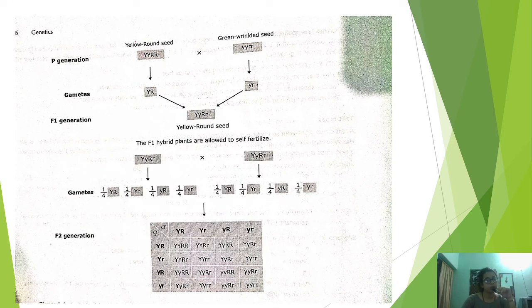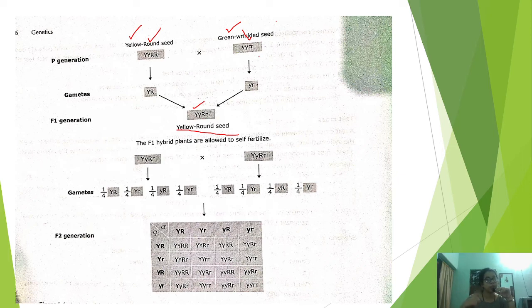In the first cross he took a yellow round seed; yellow defines the color, round defines the shape of the seed. Second, he took a green color and wrinkled seed; green defines the color of the seed, wrinkled defines the shape of the seed. This is known as a dihybrid cross because he took two different characters. Then when he made the cross, he found yellow round seeds, because yellow is dominant over green and round is dominant over wrinkled.